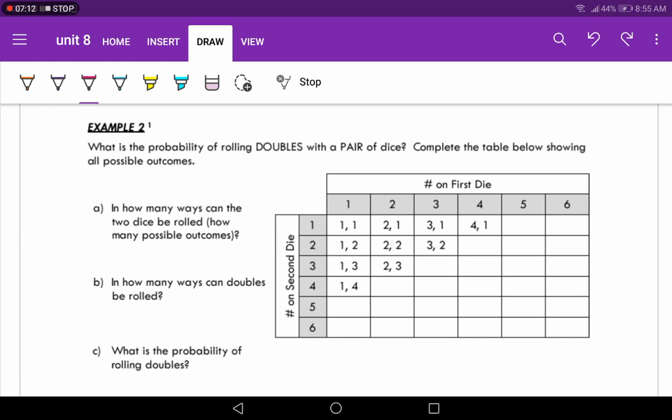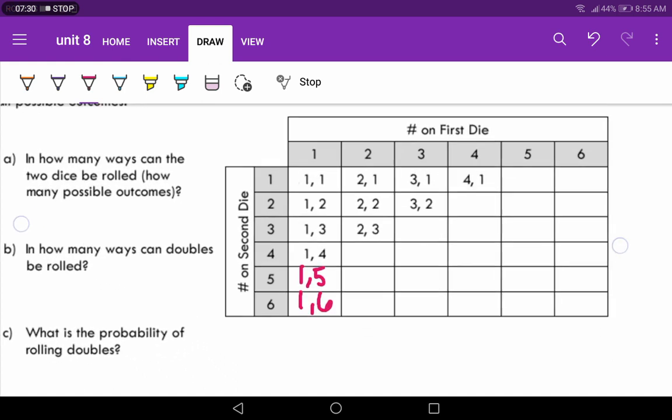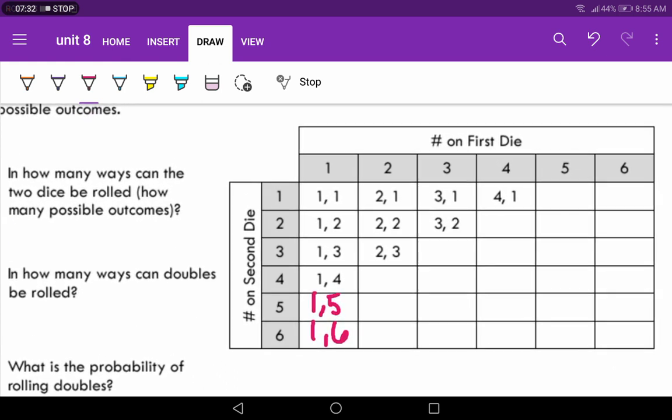You can see that this 1, 1 came from these 2. 1, 2 came from this. 1, 3, 1, 4. So this would be 1, 5. I'm going to erase that before I write it in, I just wanted you to see where those were coming from. And 1, 6. All you're doing is the first number is coming from the top, and the second number is coming from the side.